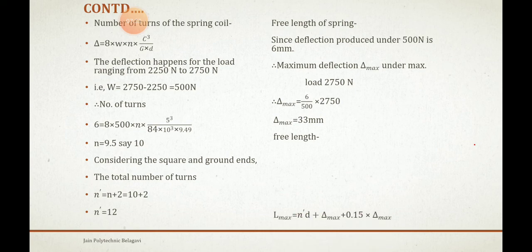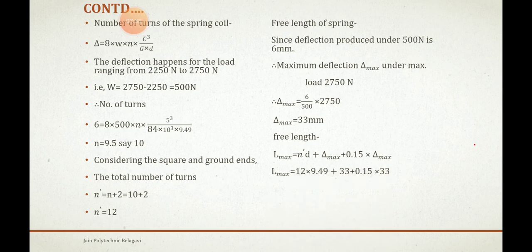So we'll find out now the free length. This is the formula, n dash into d plus delta max plus 0.15 into delta max. So n dash is 12, we already calculated. Small d is 9.49. Delta max is 33, plus 0.15 into 33. So we will get 151.83 mm, or say it is 152 mm. Thank you.